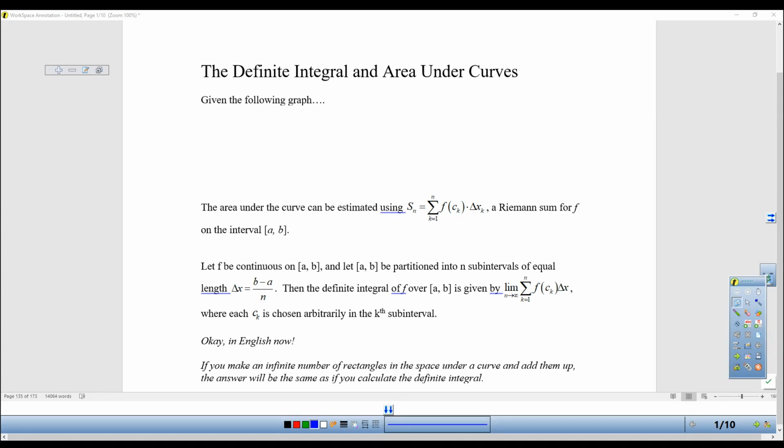Hello, everyone, and welcome to Calculus. Today, we're going to be studying the definite integral and its relationship to the area under curves.